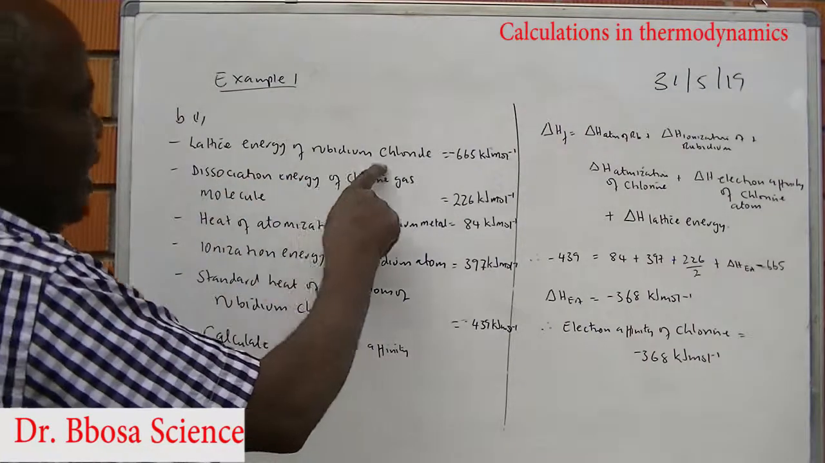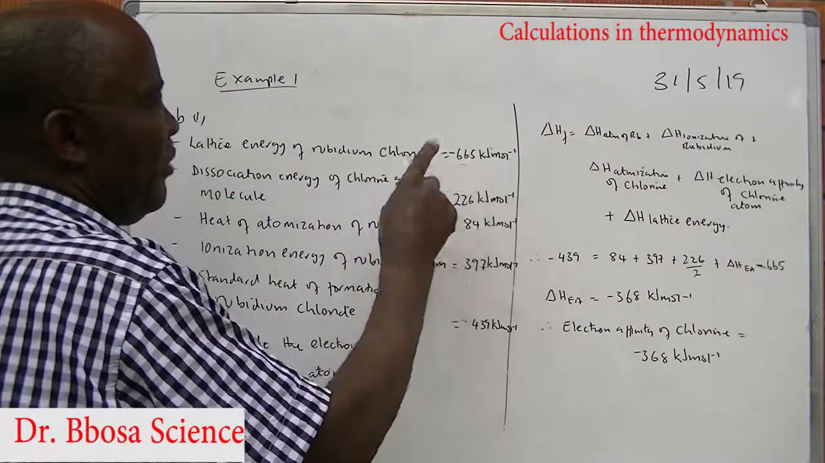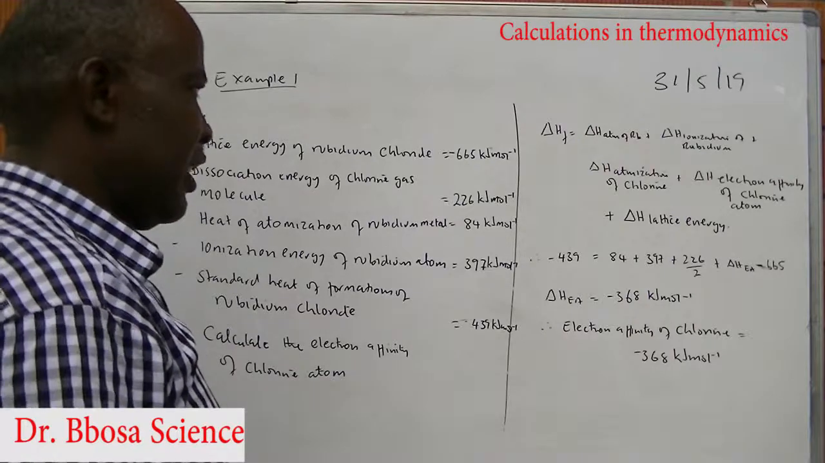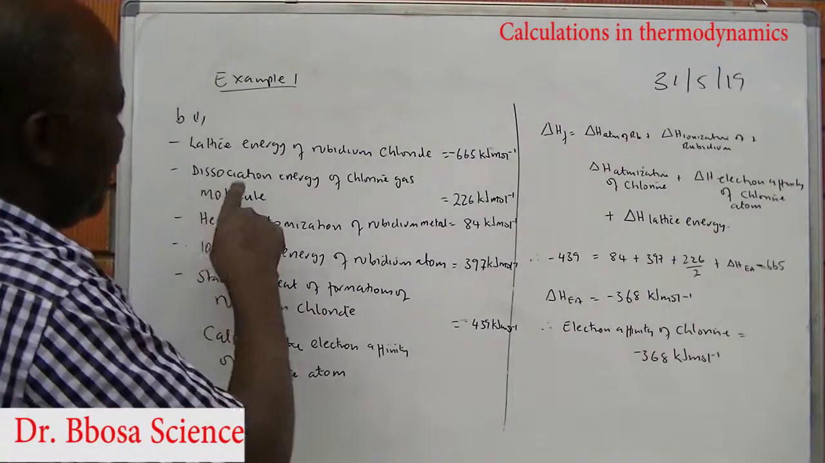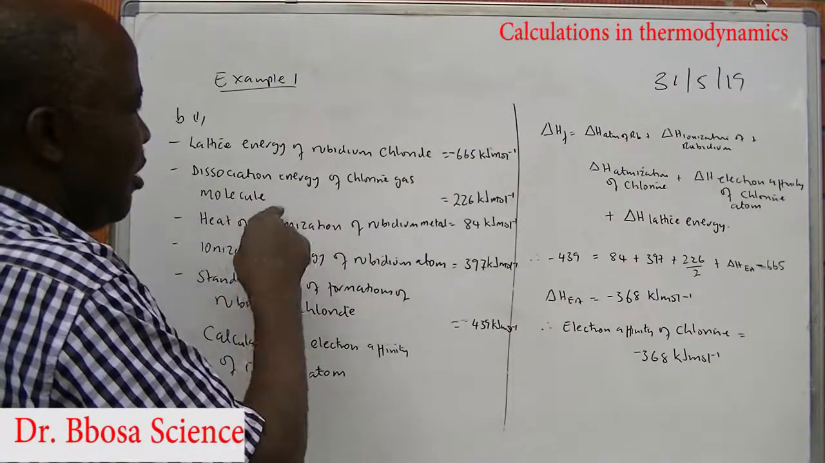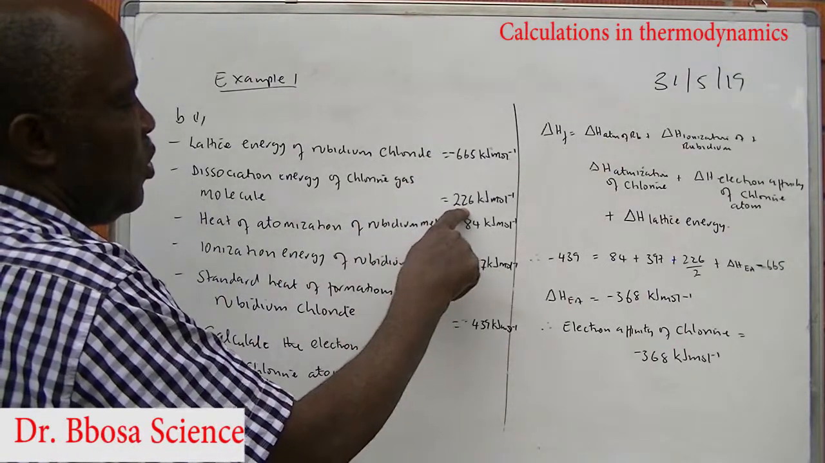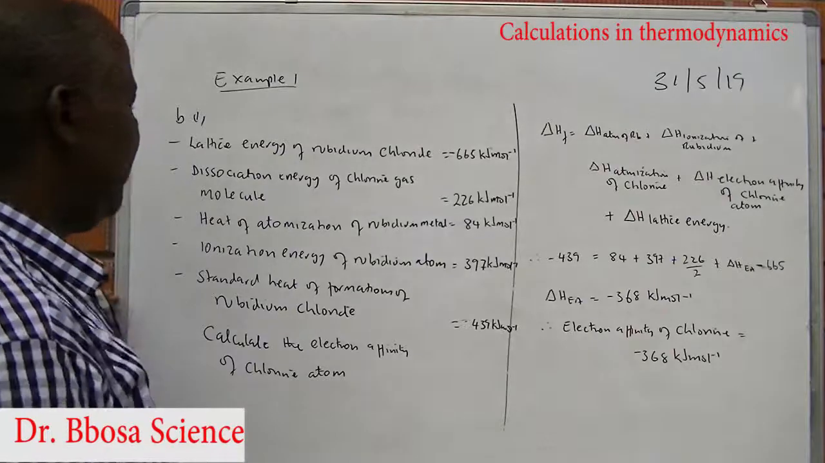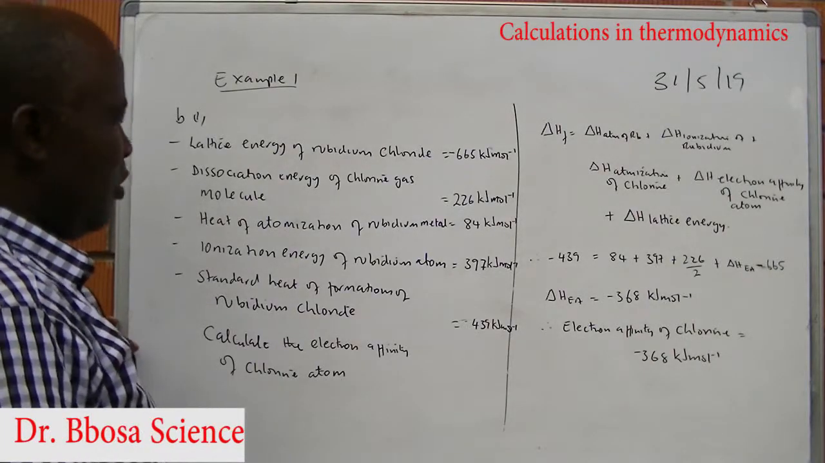B, lattice energy of rubidium chloride is this one, 665 kilojoules per mole. Dissociation energy of chlorine gas molecule is 226 kilojoules per mole.